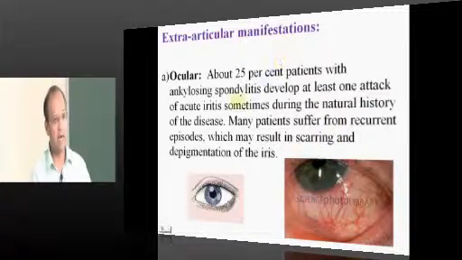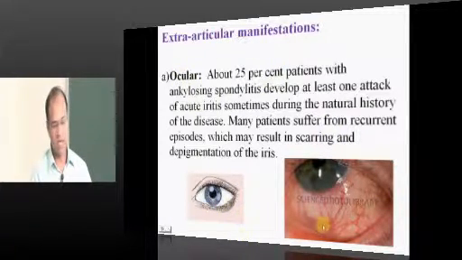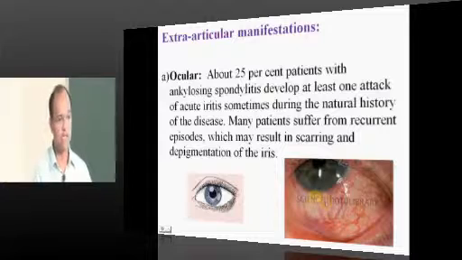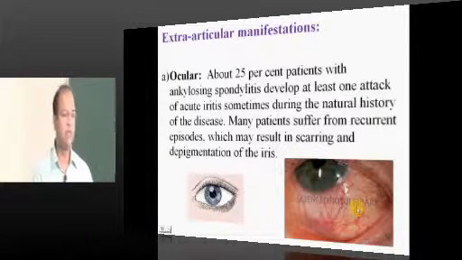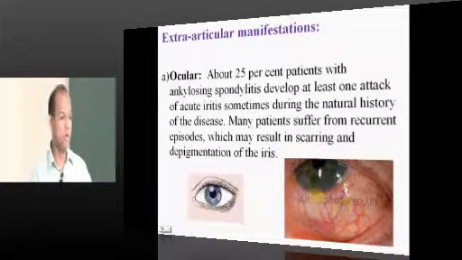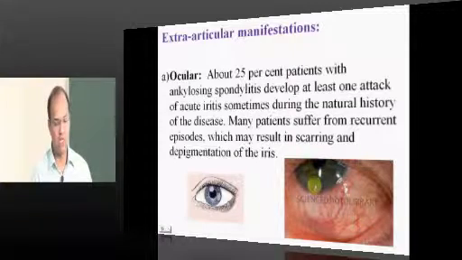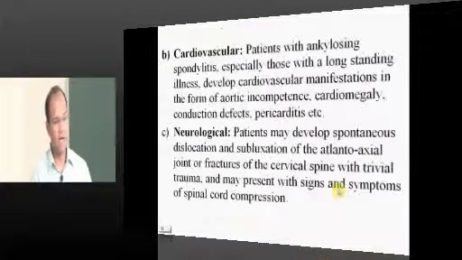You can have extra-articular manifestations like iritis, iridocyclitis, and sometimes scleromalacia changes are also seen. More commonly they are seen in rheumatoid arthritis patients, but here more specifically you can see iritis, right, and iridocyclitis.